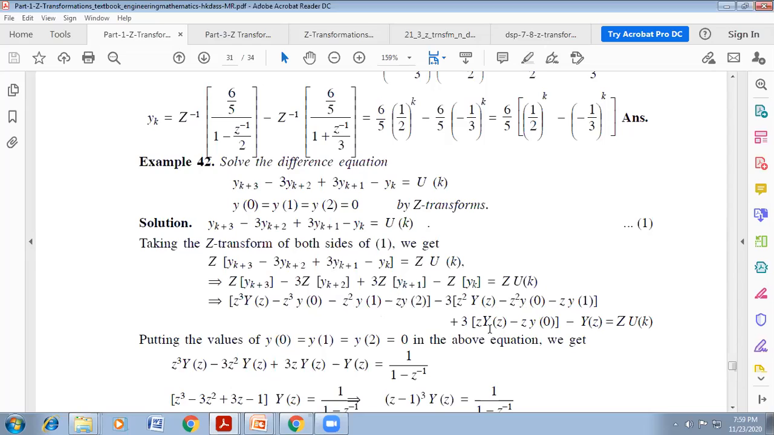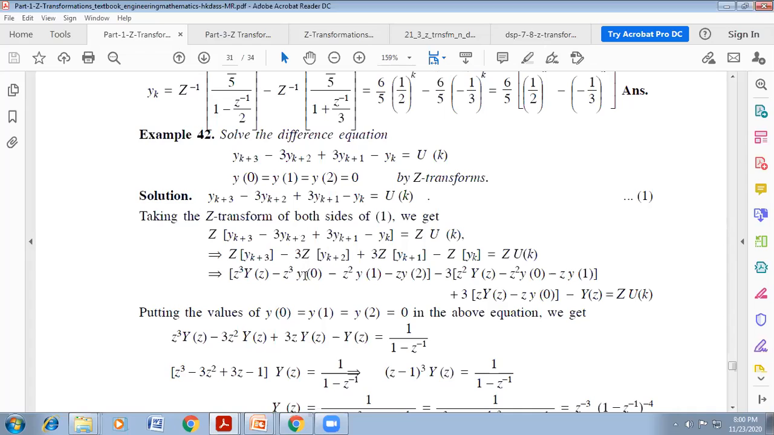And y(k+1) will be z into Y(z) minus z into y0, in the difference equation. Now this can be written as only Y(z) transformation. This is the u(k). Now putting the values y0 equals y1 equals y2 equals 0, all are 0. Understand? So we get these are 0, and y2 is also 0. Just putting all these 0, from this lengthy equation we get this.